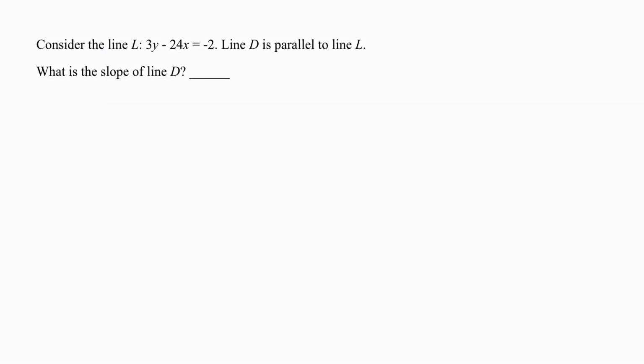Here is how to solve this question. Our goal is to find the slope of line D. Key rule: parallel lines always have the exact same slope. If you know the slope of line L, you know the slope of line D.